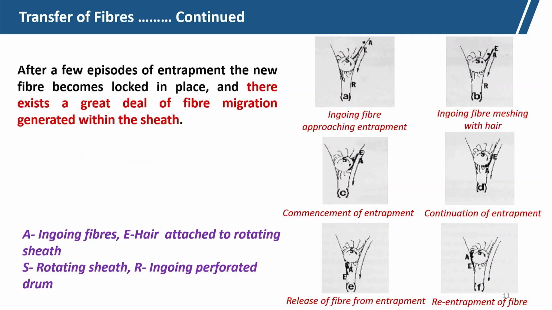After a few episodes of entrapment, the new fibers become locked in place, and there exists a great deal of fiber migration. So, here the fiber migration will be there in the sheath due to the entrapment of the fibers.